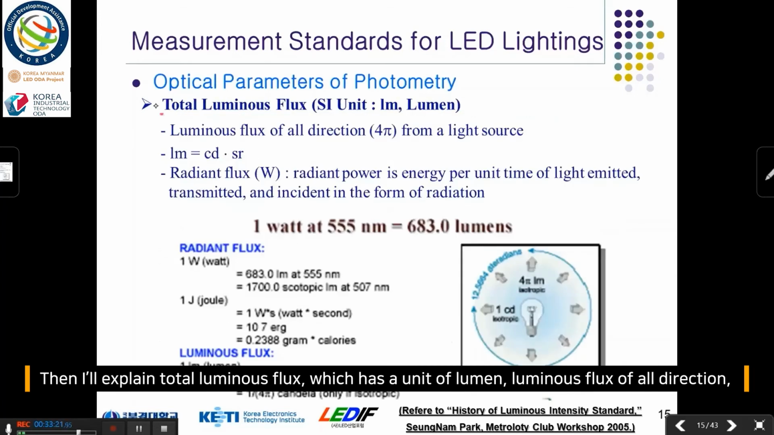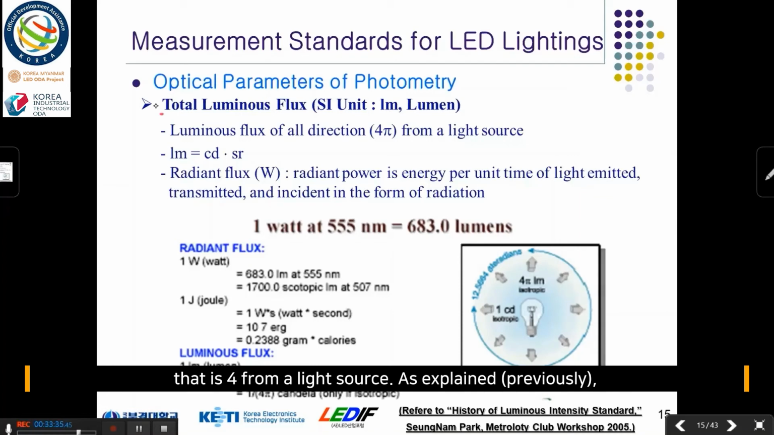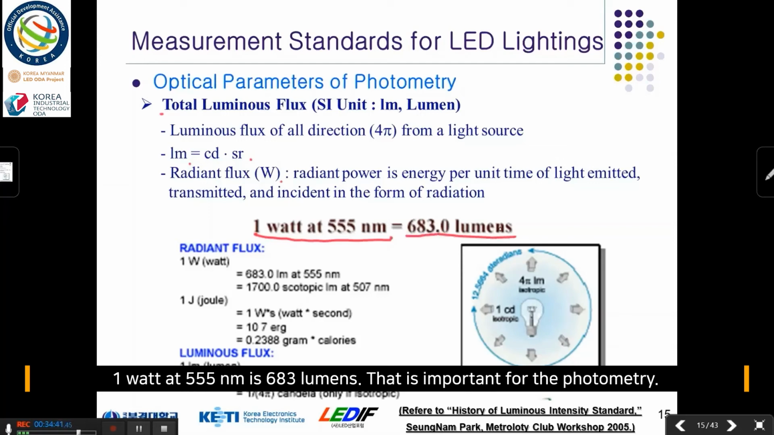And then I will explain total luminous flux, which is the unit of lumen. Luminous flux of all directions, that is 4 pi, from a light source. As explained, lumen is candela steradian. Radiant flux, watt, that is radiant power, is energy per unit time of light emitted, transmitted, and incident in the form of radiation. As repeated so many times, 1 watt at 555 nanometer is 683 lumens. That is important for photometry.